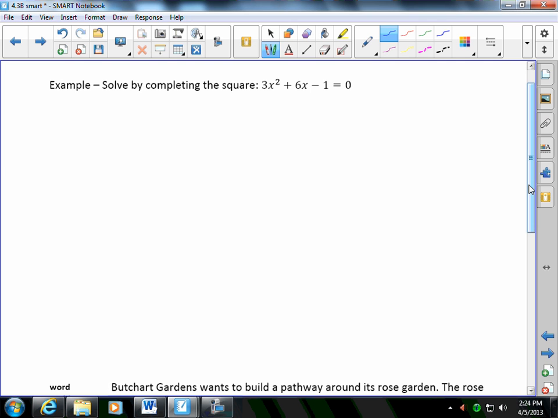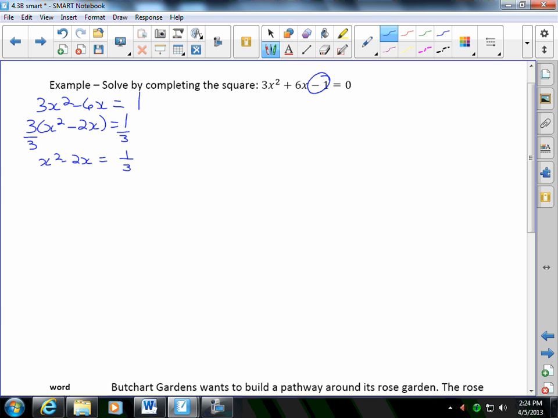We're going to solve this by completing the square. So I have 3x squared plus 6x minus 1 equals 0. Same steps. I have to move my c value. So this becomes 3x squared minus 6x equals 1. GCF my 3 from the front, so I divide each of these two terms by 3, giving minus 2x. I want to get rid of that 3 in the front, so I divide both sides by 3. So I have x squared minus 2x is equal to 1/3.